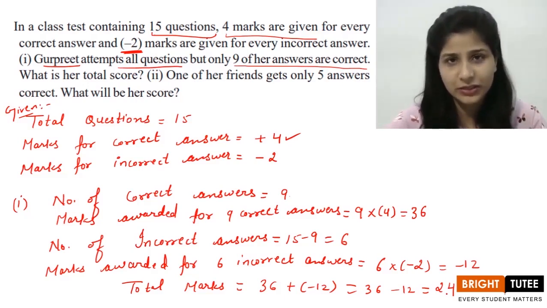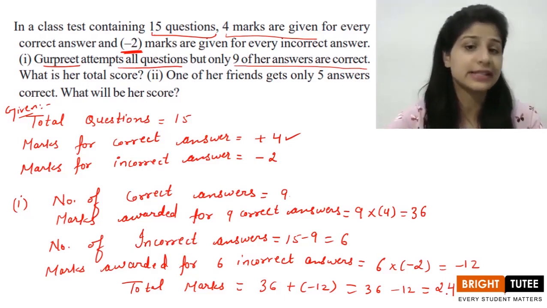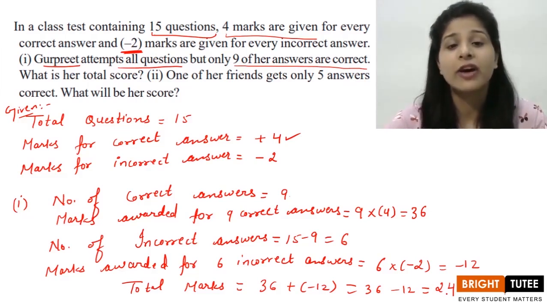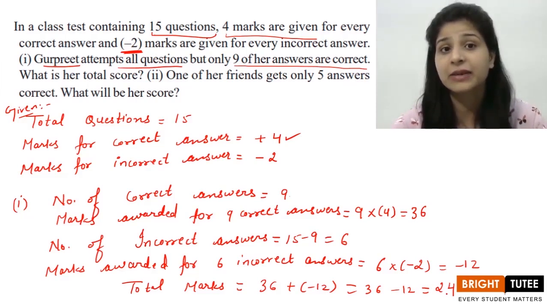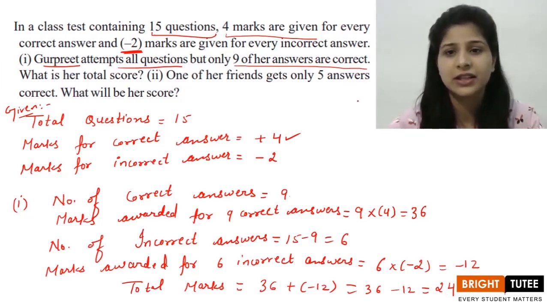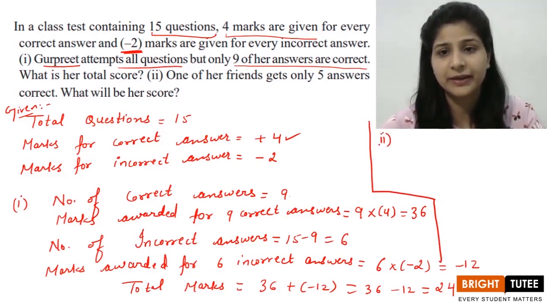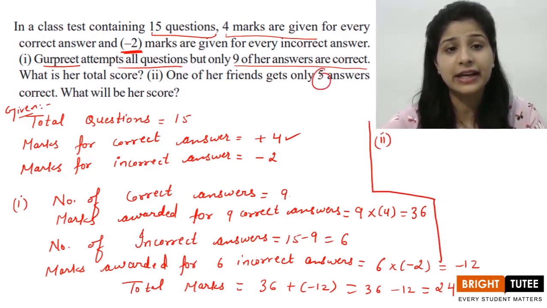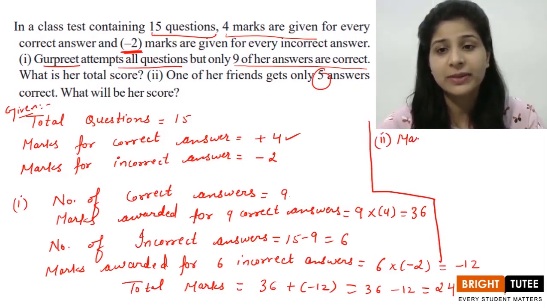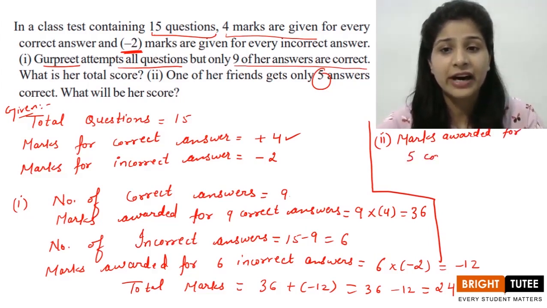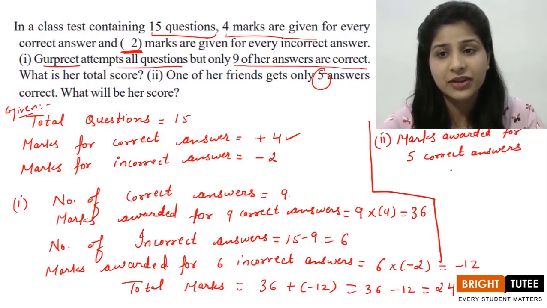Okay? Easy to do. The second part of the question says, one of her friends gets only 5 answers correct. That means there are 10 incorrect answers. Okay, let's do that here only. In the second part, how many are correct? 5 answers correct. So what will be the marks awarded for 5 correct answers?